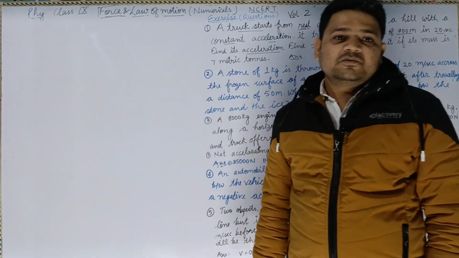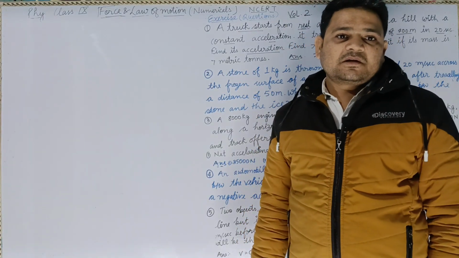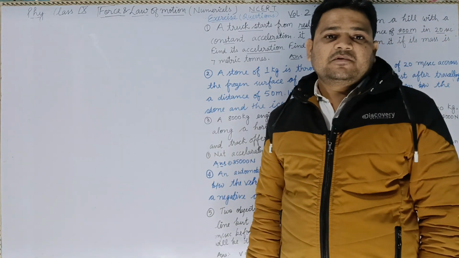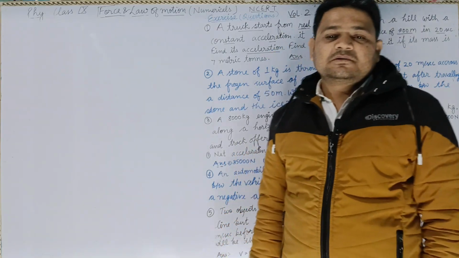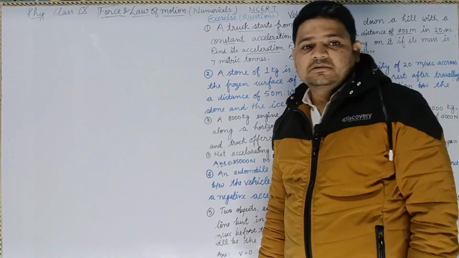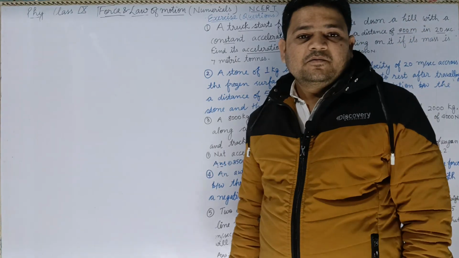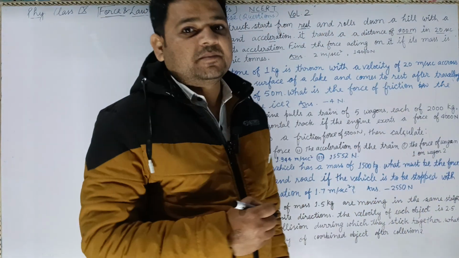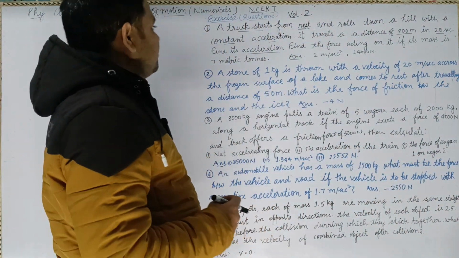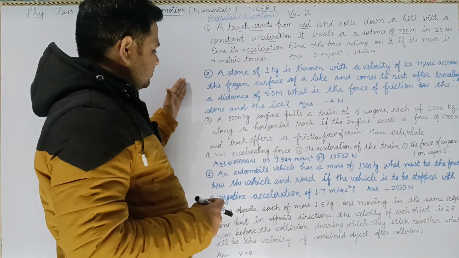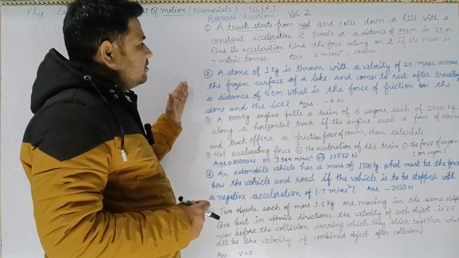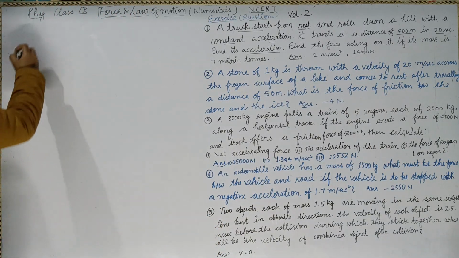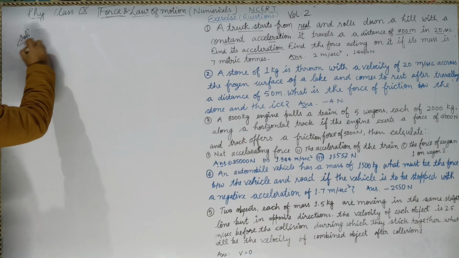Today we are going to solve the numericals of class 9th physics chapter number 2, Work and Motion, Laws of Motion. In this chapter, in volume number 1, we solved the internal questions of this chapter, and today we solve the exercise of this chapter. The question is given here. Question number 1, we solve this question.